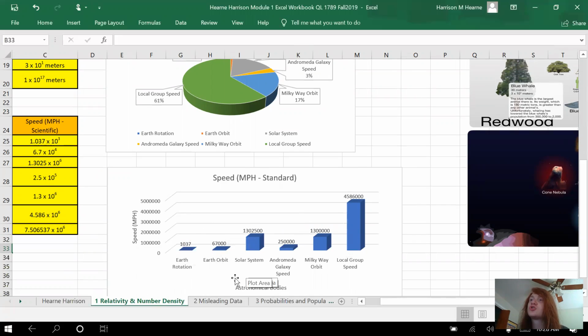If we, for instance, started this y-axis at say 1.3 million, because these two numbers here are right there at 1.3 million, instead of it being clear that the Earth's rotation and Earth orbit and Andromeda galaxy speed were far smaller than these two numbers, if we started the y-axis off at 1.3 million, then all 5 of these would be as small as this Earth rotation here, which wouldn't be fairly representing the data, because it would make it look like these different entries in this graph are much closer together than they actually are.